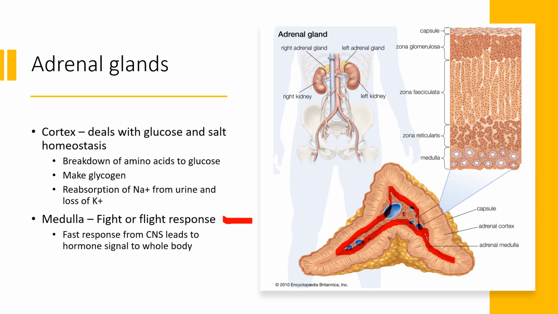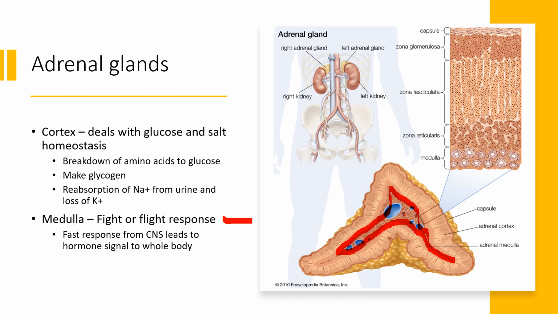The cortex actually deals with glucose and salt homeostasis, which makes a lot of sense, right? They're located right on top of the kidneys, and they should deal with something that the kidneys work with all the time, glucose and salt. And this looks like a big blob of fat often when you dissect it, but it really is a gland, and it has structure, and it's really an important element to the body. So you can't just chop it away and have a similar result.